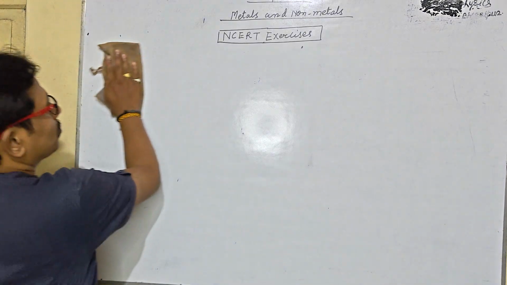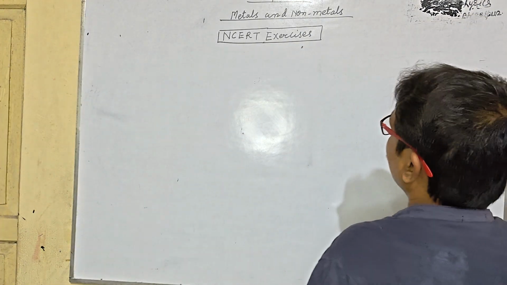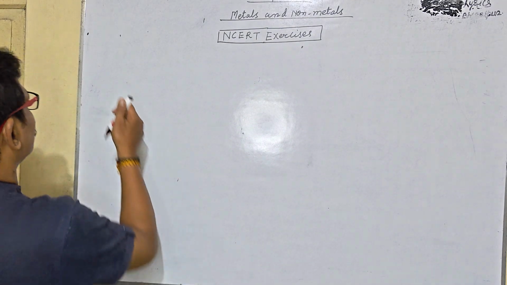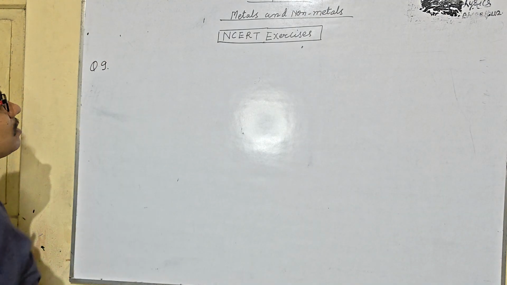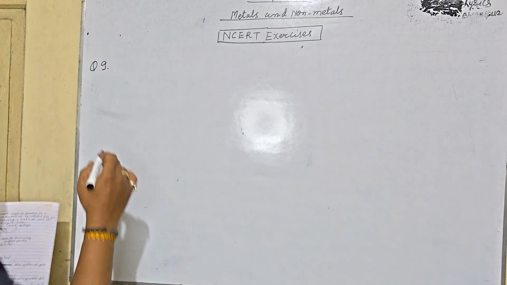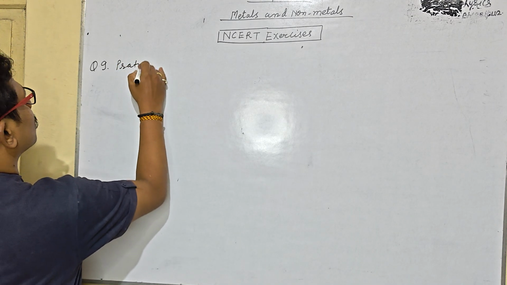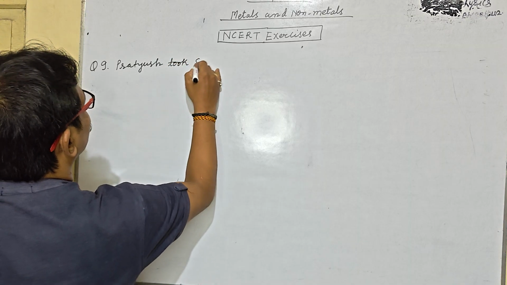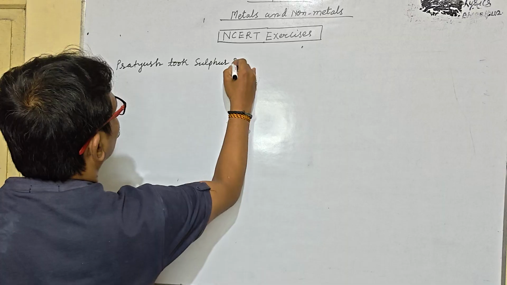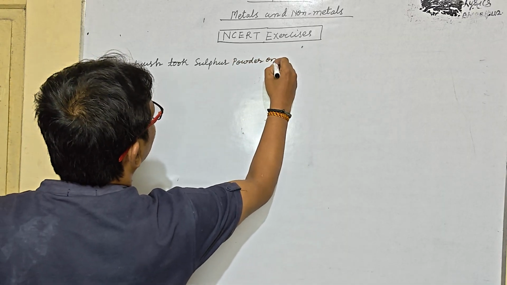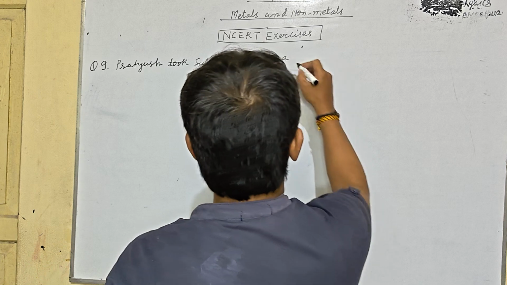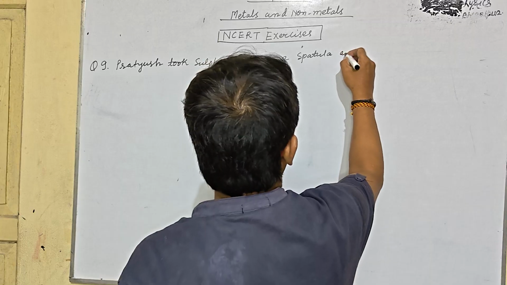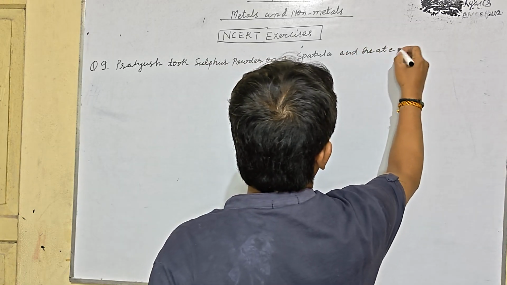So my dear friend, go through question number 9. What does the question want to tell? First of all, I am going to write question number 9 of the exercise NCERT questions of chapter number 3, Metals and Non-metals. Pratyush took sulfur powder on a spatula and heated it.